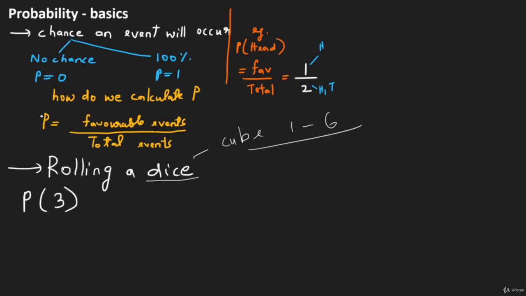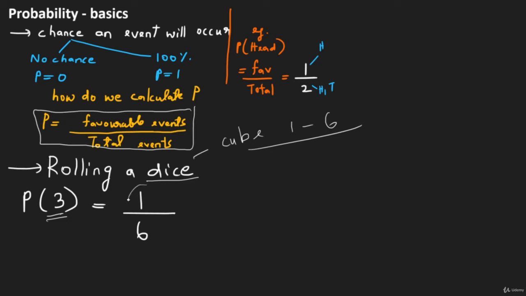Now, remember, probability is favorable events by total events. How many favorable events are there? There's just one favorable event, which is getting a 3, right? Because we are trying to find the probability to get a 3. And how many total events are possible? You could get the number 1, 2, 3, 4, 5 or 6, right? So there are 6 total events that could happen. Therefore, the probability of getting 3 is equal to 1 by 6, right?